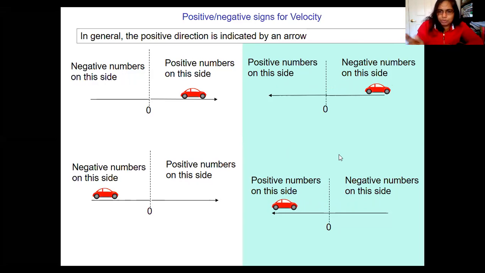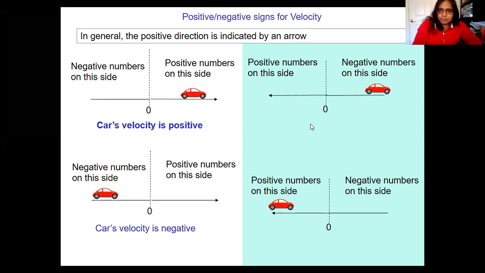And the bottom one, it's moving from the negative side to the positive side. Okay, so in the first one, the car velocity is positive because it started from the negative side and it moved towards the positive direction, right? From the negative side to the positive side, the car velocity is positive. Even though it started from the negative side, it moved in the positive direction.